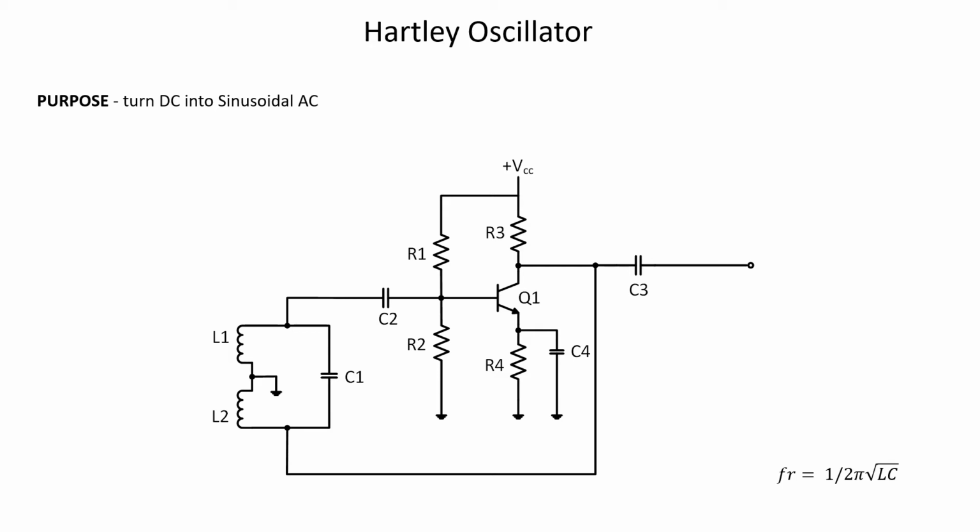Lastly, frequency can be calculated by using the formula on the right. P.S. Don't forget to take the square root of LC. If you do, you're gonna have a bad day. Oh, and pro tip, the Hartley oscillator can be easily identified by the two inductors, which look similar to the handlebars of a Harley motorcycle.